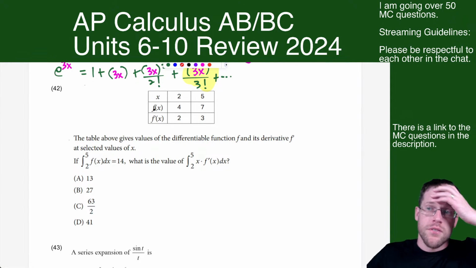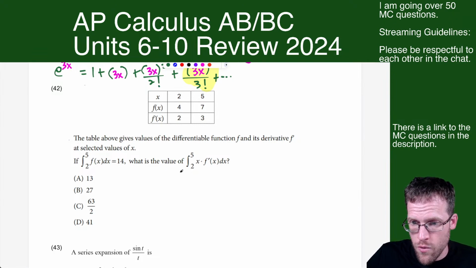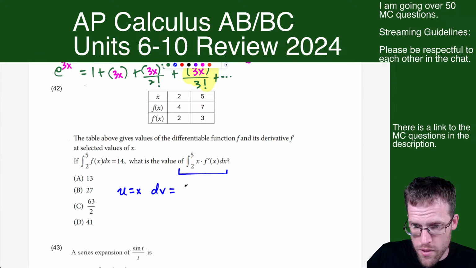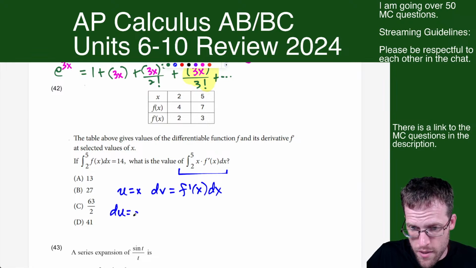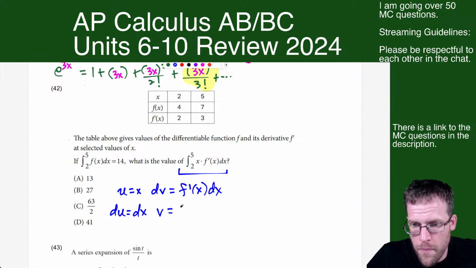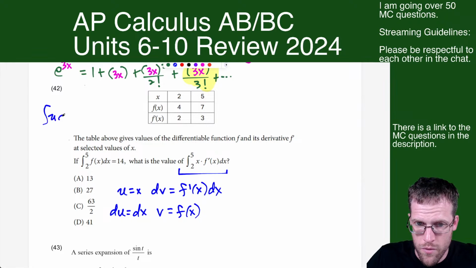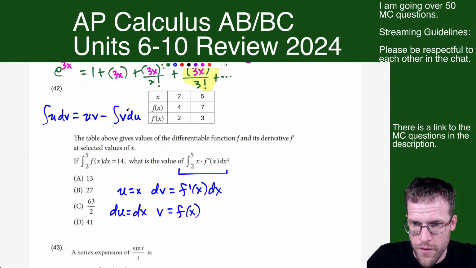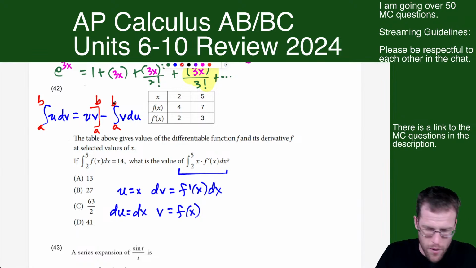42, integration by parts with a table. This one's a little tricky. We're going to find the value of this. So u equals x, dv equals f prime of x dx. du is 1 dx, and v is f of x. We have to know the integral of u dv is uv minus integral of v du. If it's a definite integral like this, then I evaluate this from a to b, and I do the integral from a to b. So that's how I handle that.